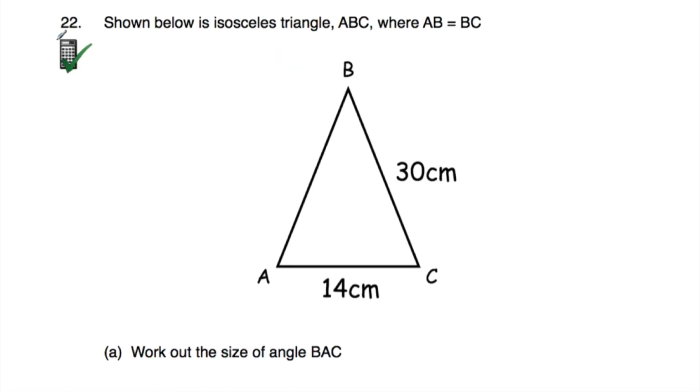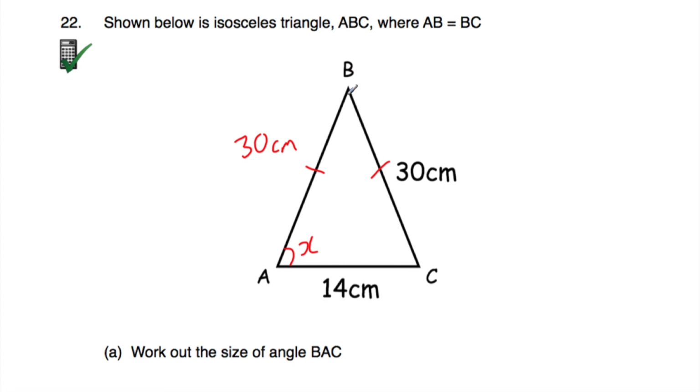Okay, let's have a look at question number 22. So question number 22 says, shown below is an isosceles triangle ABC, where AB is equal to BC. So those two sides have got the same length, which is 30 centimeters. And part A says work out the size of angle BAC. So we want to find the size of this angle here. Let's label it X.